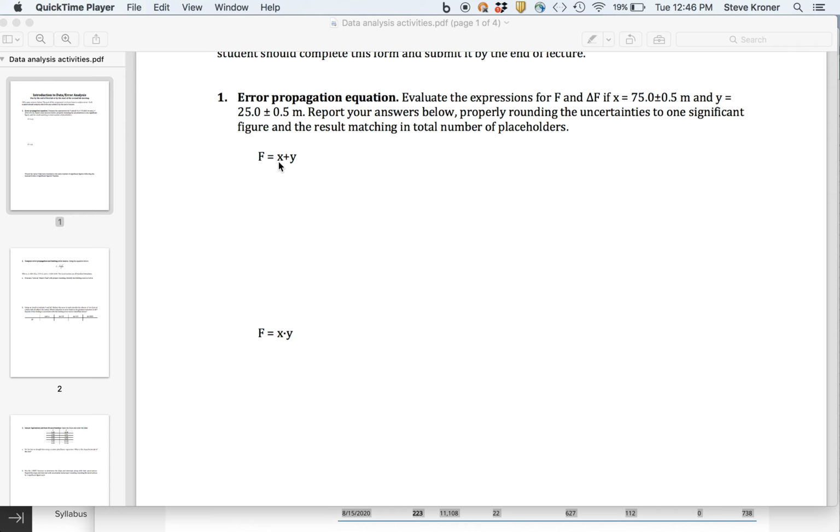Now df/dx, so think, what's the partial derivative of f with respect to x? Well, it's just 1. It'd be 1 plus 0. So in the case of taking the partial derivative with respect to x, y is just simply a constant. So that's why df/dx is just equal to 1. And df/dy is also equal to 1. So we're going to have the result be 1 squared times delta x squared plus 1 squared times delta y squared is hopefully what you simplify that down to. And that's the uncertainty in f squared. So at the end, you've got to take the square root of that.